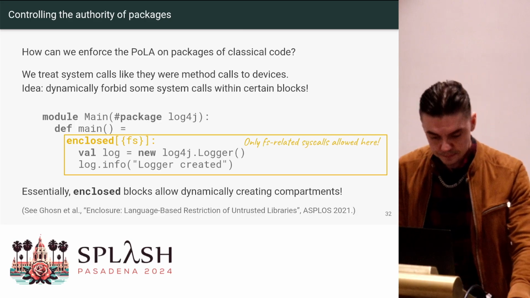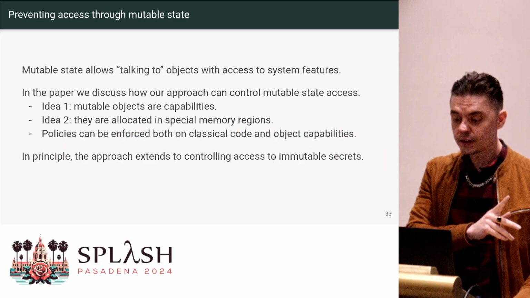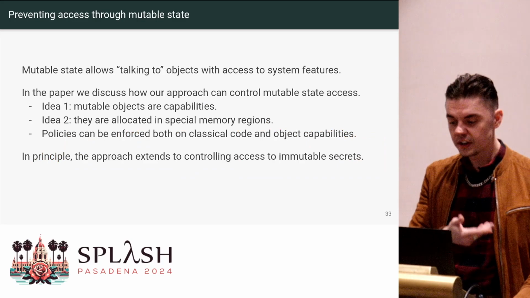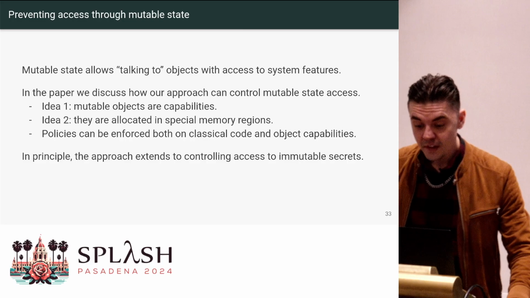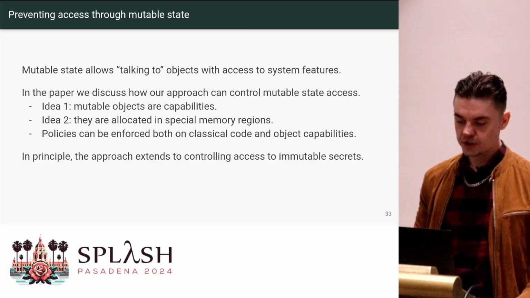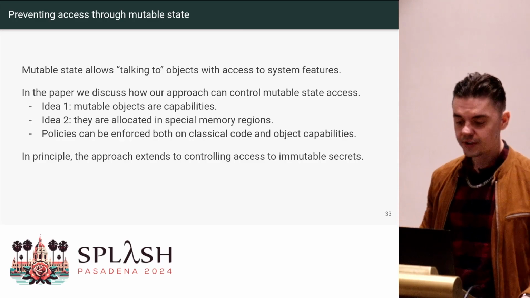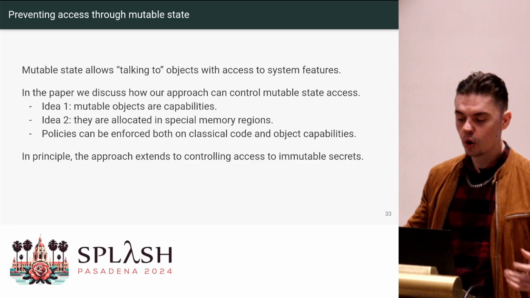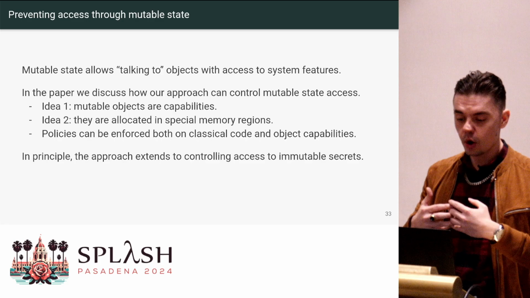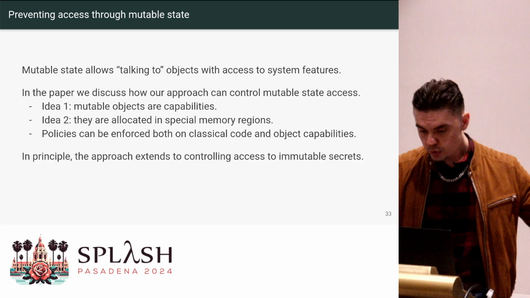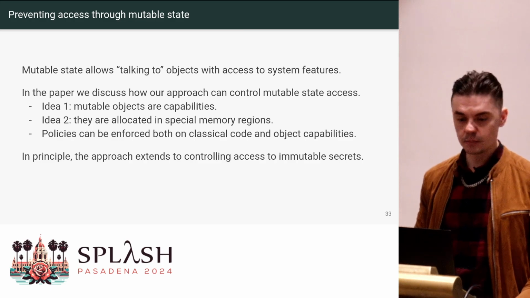Okay, so there is a bit of a caveat here, which is that this thinking has to be extended to mutable objects because they can be used to indirectly access system features, but time is short, so details are in the paper. The core idea is that we treat all mutable objects as capabilities, and we only allocate them within certain memory regions. And in concert, these allow forbidding access to some mutable state with enclosed blocks, and they integrate this with the object capability model. And we also have good grounds for saying that this can be applied to controlling access to secrets kept as immutable data.